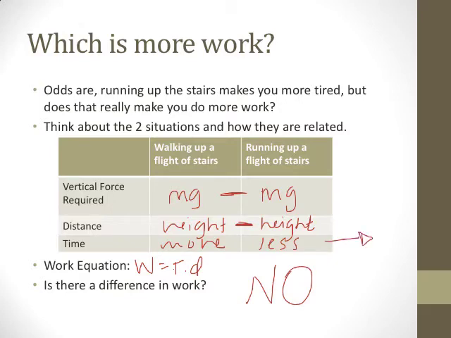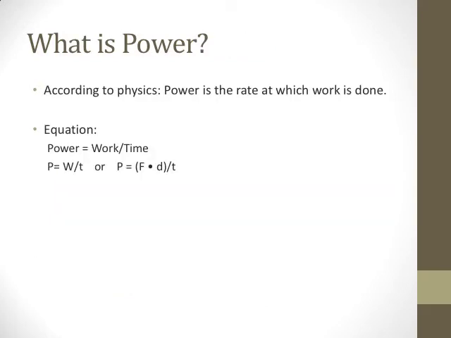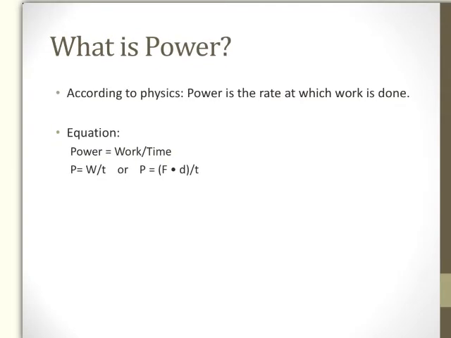And what that's called is power. Power is the rate at which work is done, or in other words, how fast is it done? So to calculate power, all you have to do is take your work and divide it by the time it takes to do it.